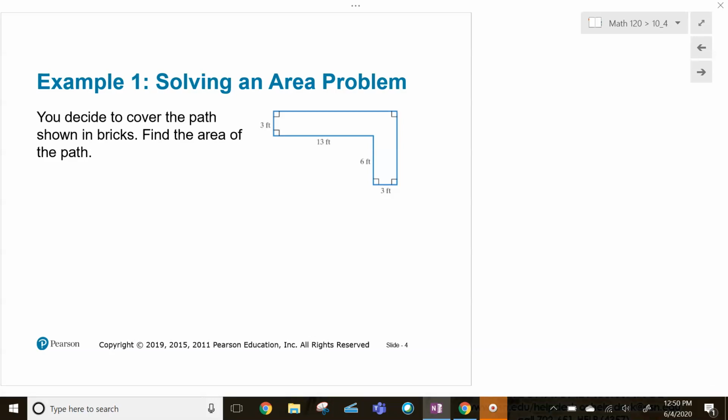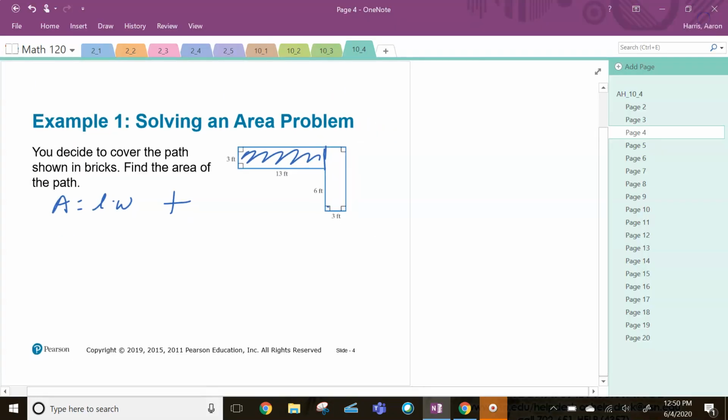All right, let's solve this area problem here. Decide to cover the path shown in bricks. Find the area of the path. So what I'm going to do is draw a line right here and make this into two rectangles. I'm going to find the area of this rectangle first, so we've got length times width. And then I'm going to add in the other one, which I'd do in a different color.